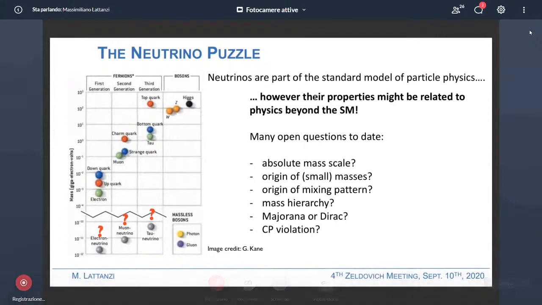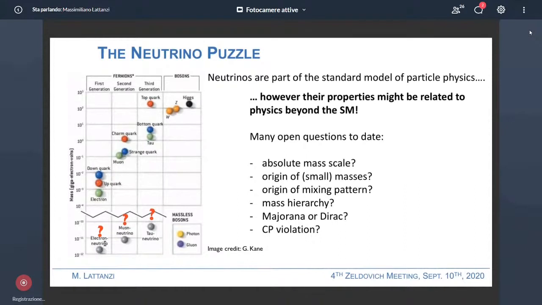Even if you introduce a sterile neutrino and try to give them a mass through the usual Higgs mechanism, what is very puzzling is the fact that their masses are so small, as you can see on the left part of the slide, so small with respect to the masses of the other fermions in the standard model.